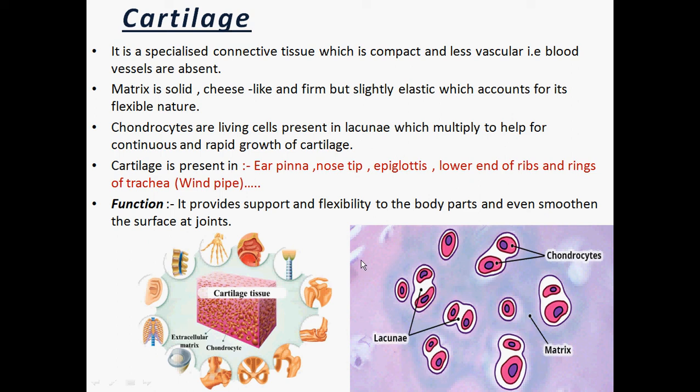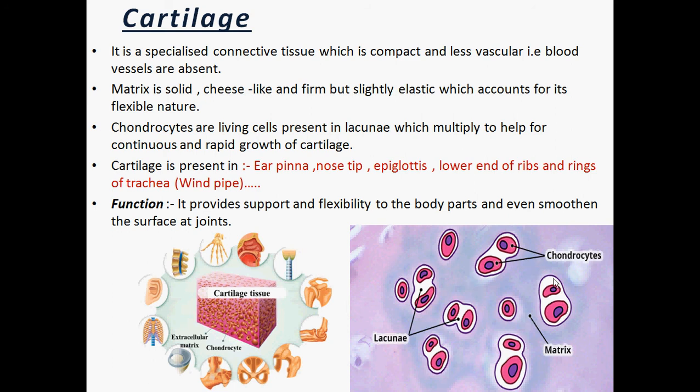The matrix, which you can see in the light blue color, is really solid, cheese-like and firm, and the matrix is itself produced, or secreted, by the cells which are these chondrocytes. These chondrocyte cells secrete the matrix which is present in the cartilage tissue. And the matrix is solid, cheese-like and firm but slightly elastic because of the presence of collagen fibers, which account for its elasticity and its flexible nature.